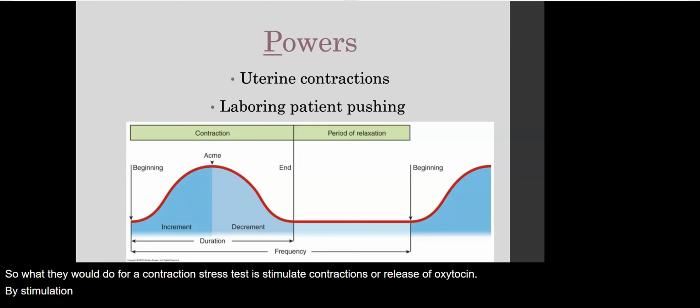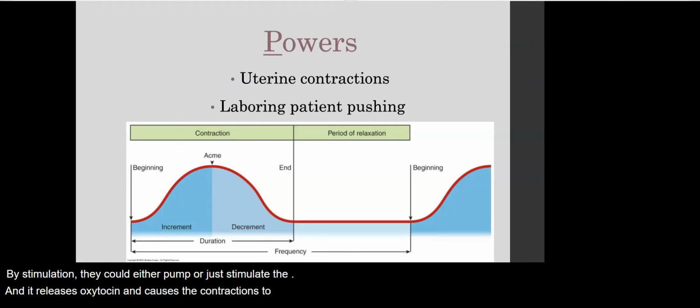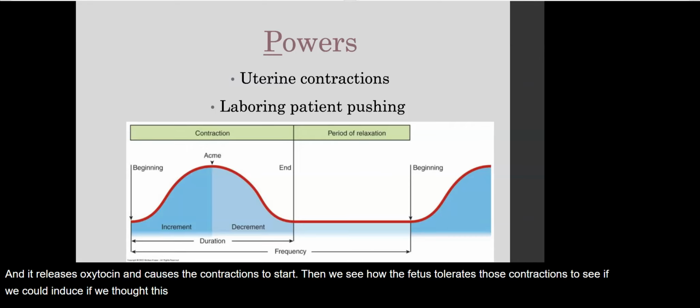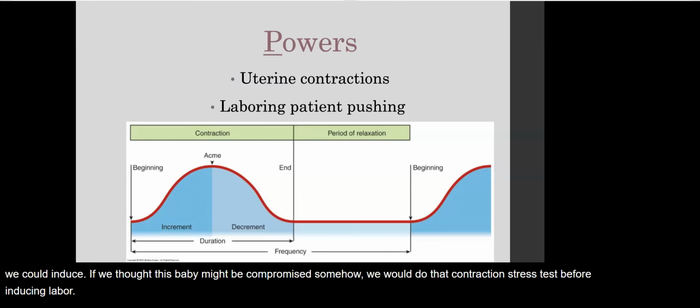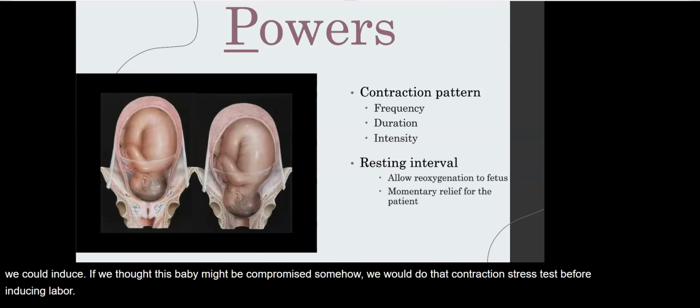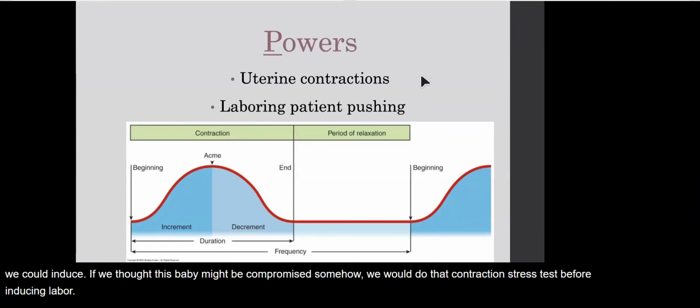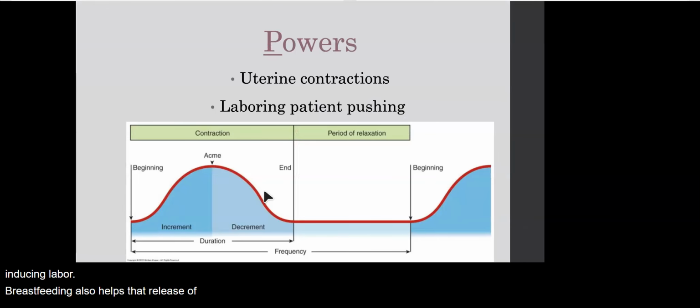They could either pump or just stimulate the nipples, and it releases oxytocin and causes the contractions to start. Then we see how well the fetus tolerates those contractions to see if we could induce. If we thought this baby might be compromised somehow, we would do that contraction stress test before inducing labor. Breastfeeding also helps that release of oxytocin, which after birth will help with bleeding.